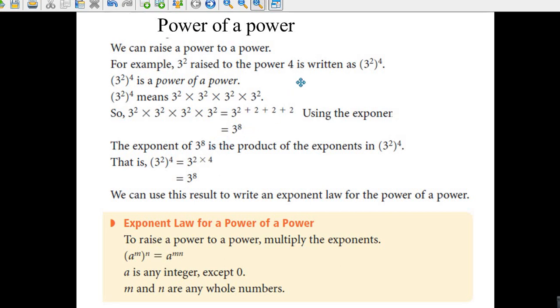When you have a power and you raise it to a power, all you do is multiply those powers, so that you can go 2 times 4 and the answer is 3 to the 8th. Well, that's the law, the exponent law for a power to a power. If you raise a power to a power, you multiply the exponents. And a is any integer you like except 0. It doesn't work with 0. And m and n are whole numbers.